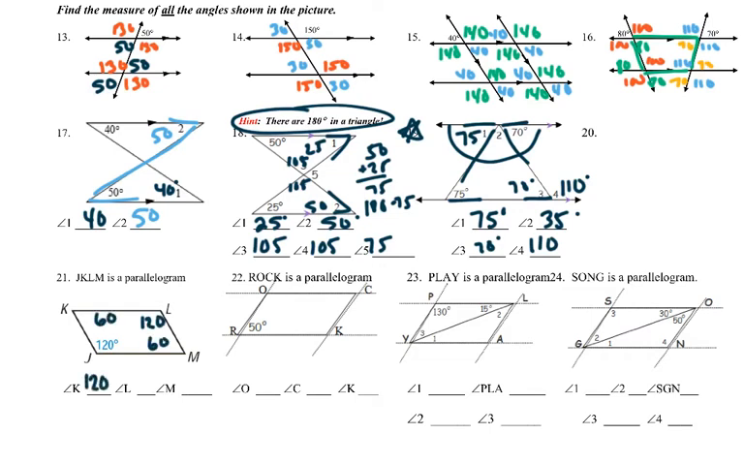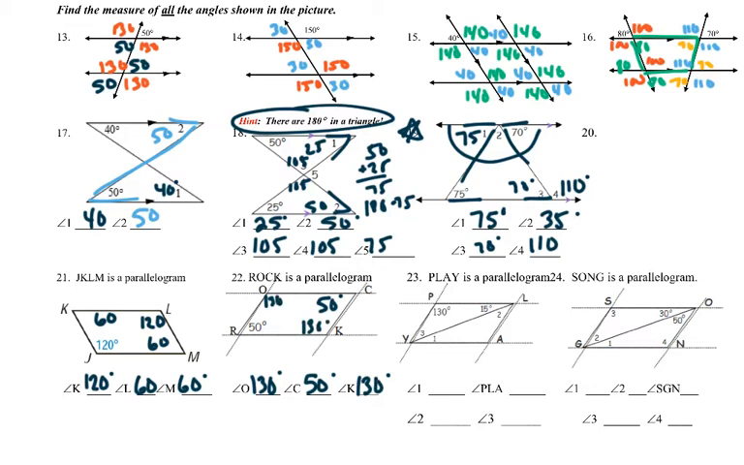Same thing here, angle K opposite 120, 60 and 60. Angle C, angle O, angle C is 50. That was right the first time. Angle C is 50, and then if I subtract that from 180, 130, 130 for these two.